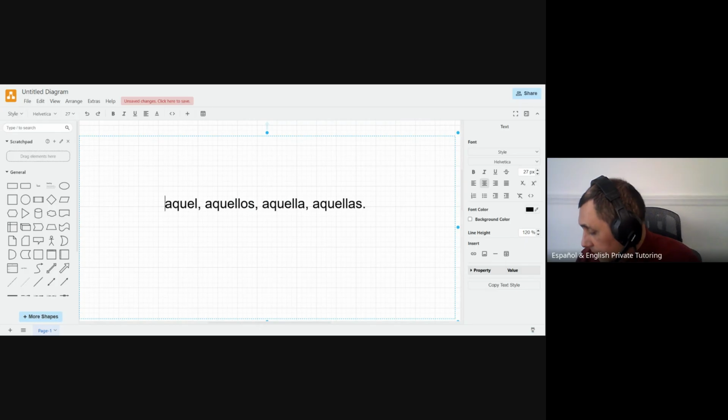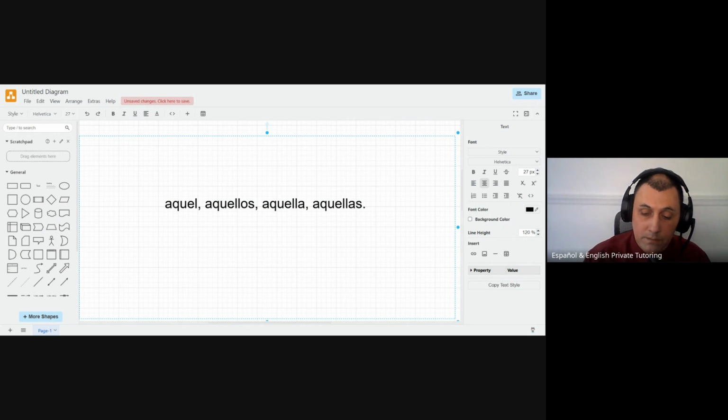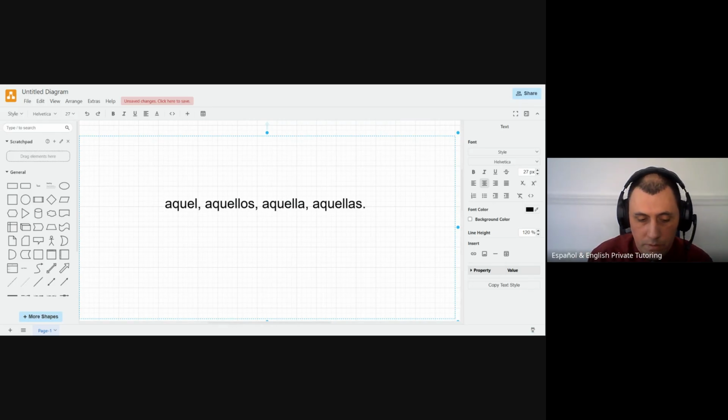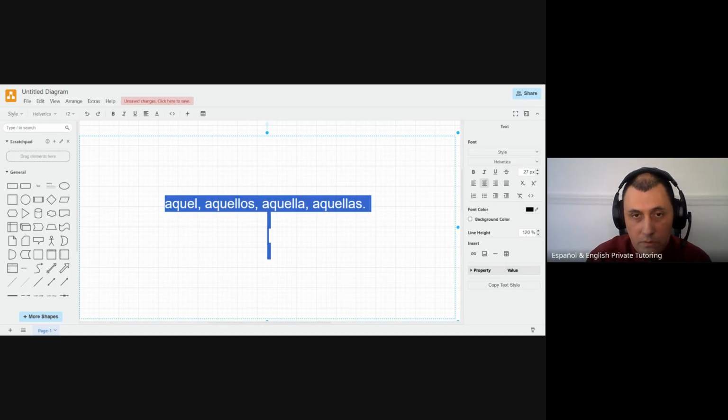Next, on page 105, neuter demonstrative pronouns. What the book is explaining here is correct. Now try to think, what is the difference between a demonstrative adjective and a neuter demonstrative pronoun or a demonstrative pronoun? And I'm going to explain this, I'm going to give you an example.